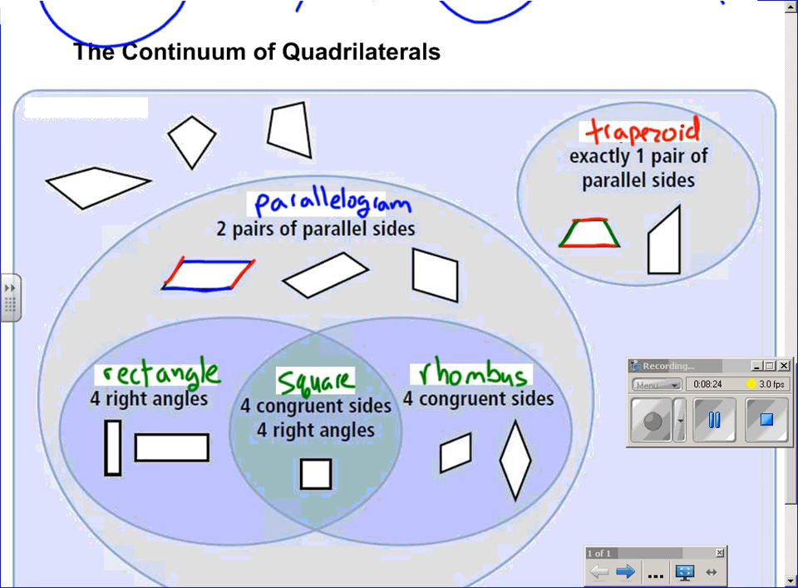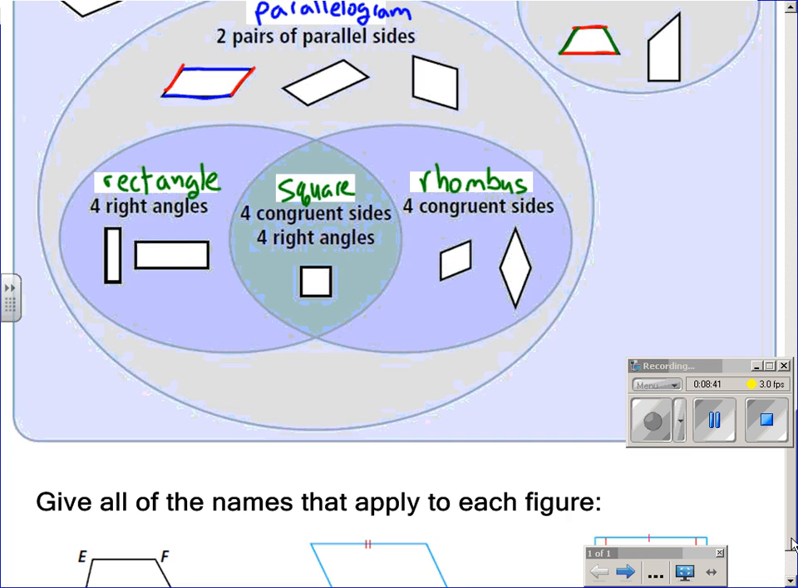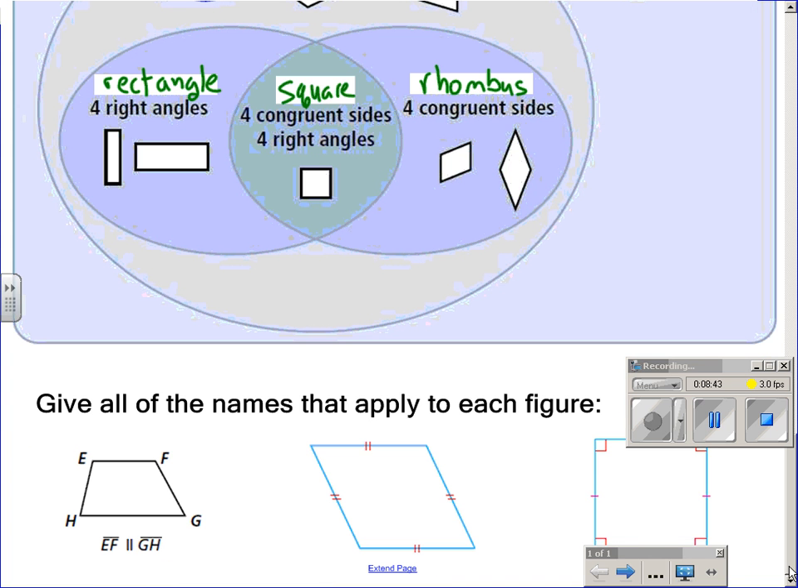Now, the square, you would say it has like 5 different names. So it would be a square. You could also call it a rectangle because it has those 4 right angles. You could also call it a rhombus because all the sides are equal, and a parallelogram and a quadrilateral. So you would write 5 names if you saw a square. And that's what we're going to do next. So we're going to do 2 of these together, and then you're going to do the last one.